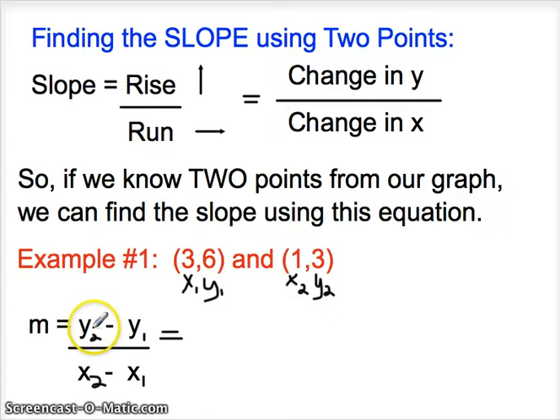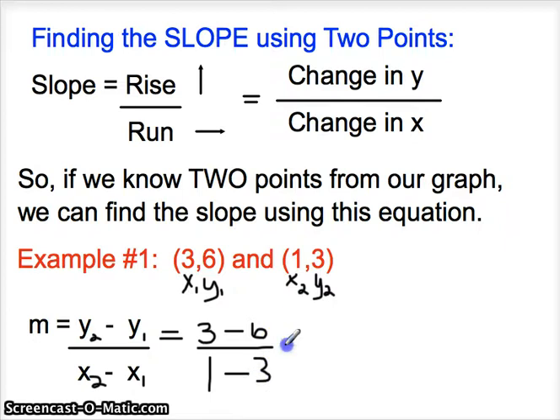First, I need to know y2, which was 3, minus y1, which was 6, over x2, which is 1, minus x1, which is 3. Now I'll subtract across the top. 3 minus 6 is negative 3, and 1 minus 3 is negative 2.